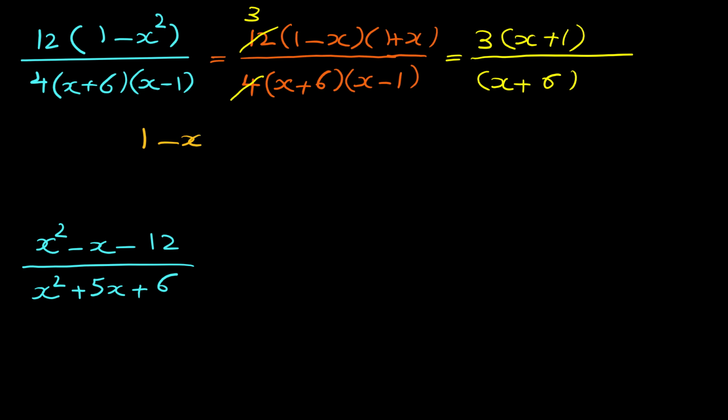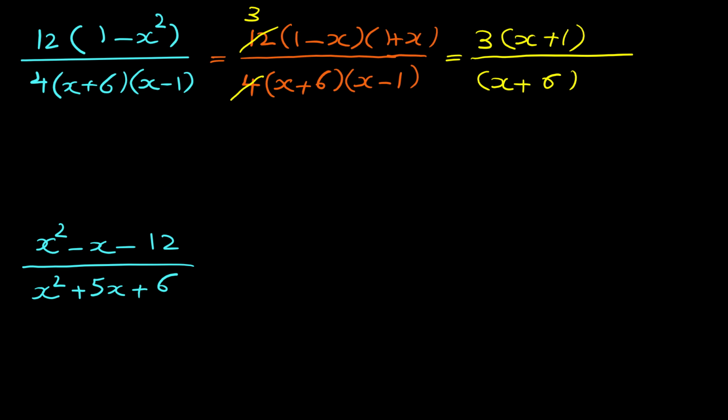1 minus x is not exactly the same as x minus 1, but you can cancel them with each other. So you can cancel this with this completely. But after cancellation, you have to put a negative in your answer, a negative 1 basically. Let me tell you the reason.